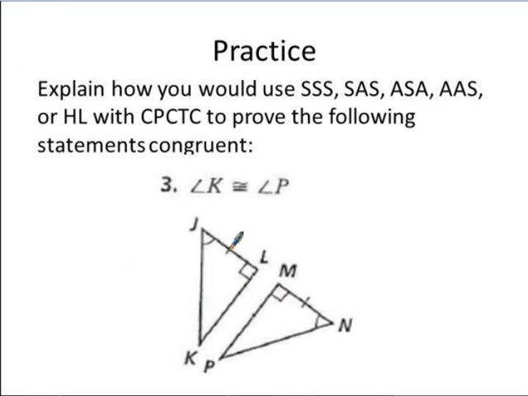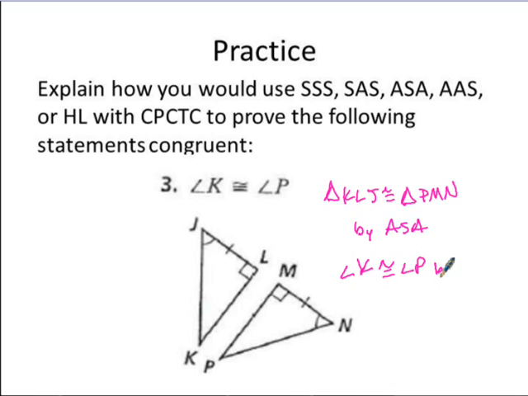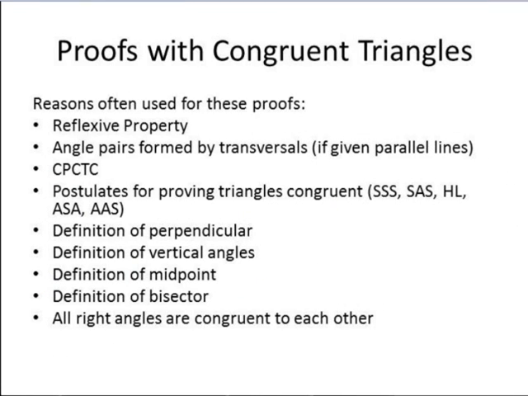Let's take a look here. Here we have two triangles congruent by, you said it, angle side angle. So I can say triangle KLJ is congruent to triangle PMN by angle side angle. Angle K is congruent to angle P by CPCTC. Even though we didn't say anything about them, we know they're congruent. They're in the same spot in the congruency statement. They are corresponding parts in congruent triangles, so they are congruent.